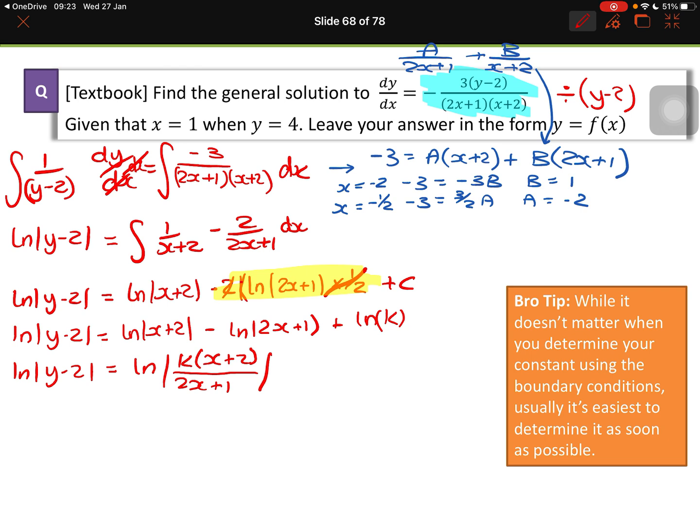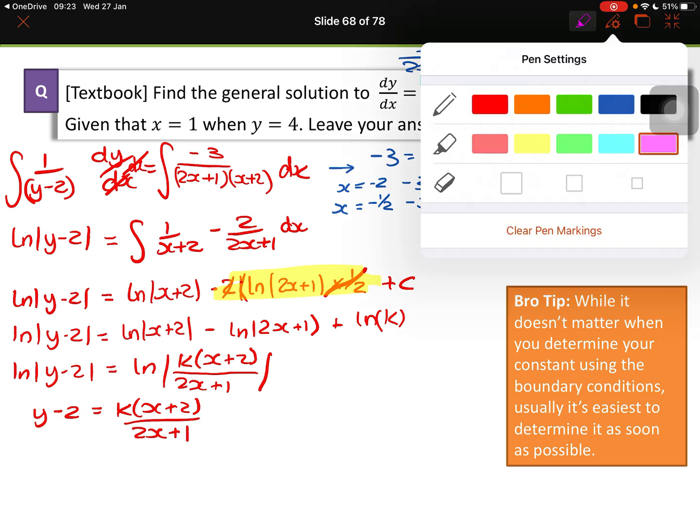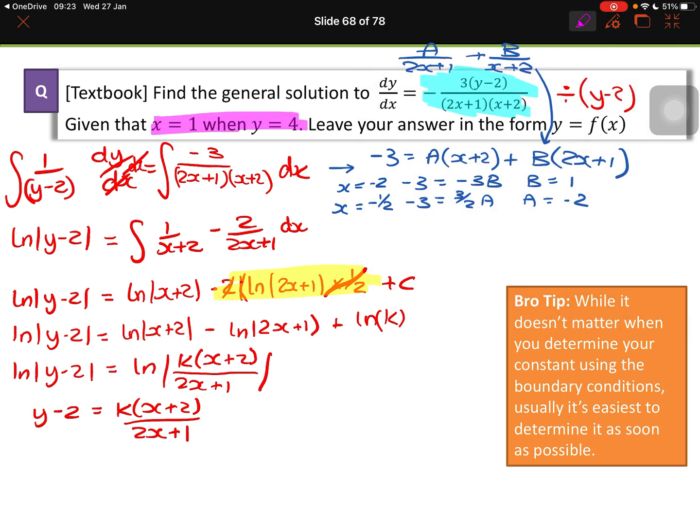Okay, right. Log naturals on both sides, counterbalance them. E both sides gives us y minus 2 equals k lots of x plus 2 over 2x plus 1. Now this is where we would finish for the last one, or we might add the 2 to both sides. This time, where it's different is we can work out k, because we are given at the top general values for x and y, we can work out what k is.